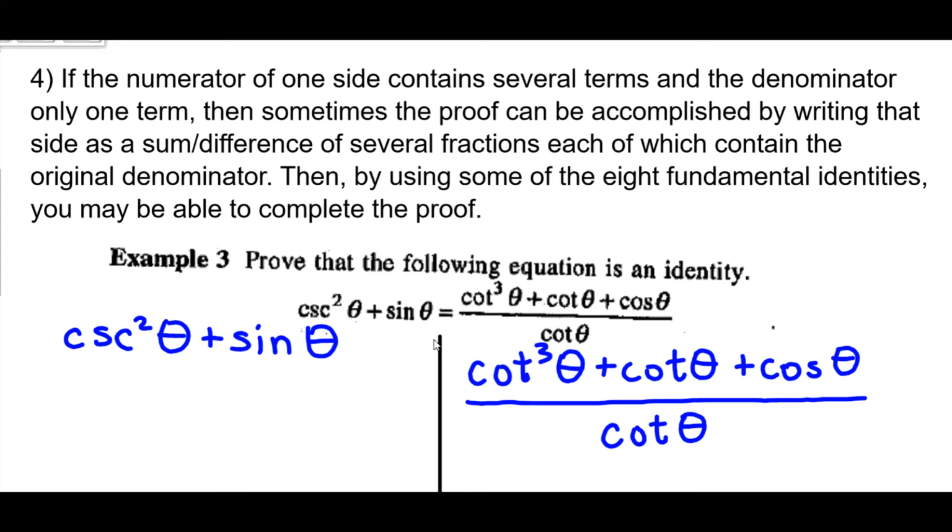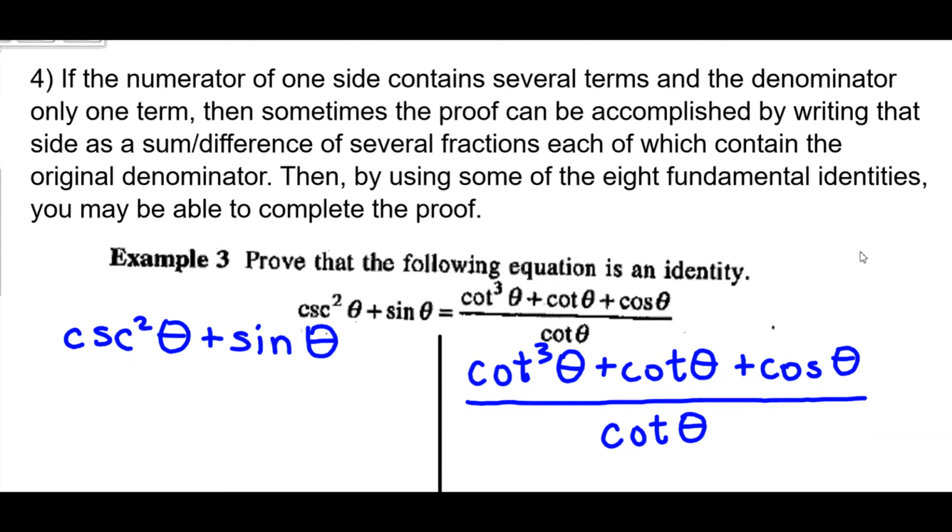Suggestion number 4 states that if the numerator of one side contains several terms and the denominator only one term, then sometimes the proof can be accomplished by writing that side as a sum or difference of several fractions, each of which contain the original denominator. Then, by using some of the 8 fundamental identities, you may be able to complete the proof.